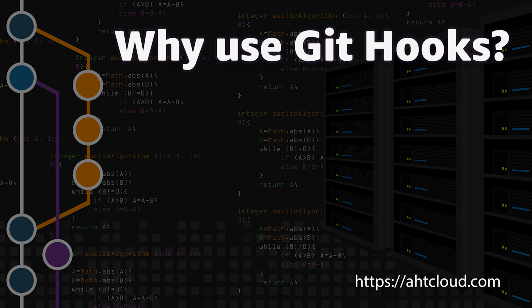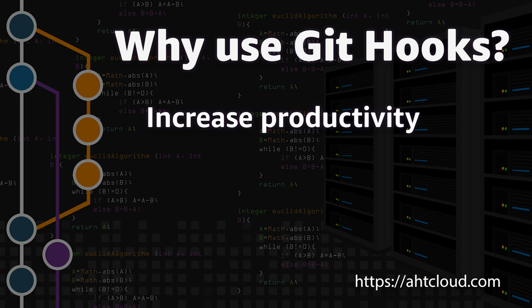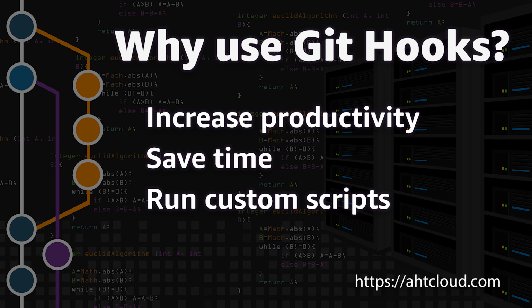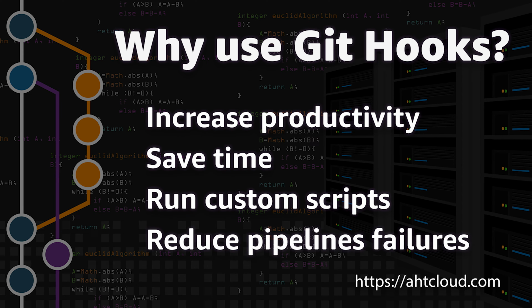There are a lot of reasons why you would want to use Git hooks. Git hooks can greatly increase your productivity and save you a lot of time. You can also use Git hooks to automatically run custom scripts that can do literally anything you want every time code is committed. If you're using a CI/CD pipeline, then you could use Git hooks to reduce the number of failures that run on your pipelines by running your pipeline's tasks on the developer's machine before code is committed to your remote repository and triggering your pipelines.